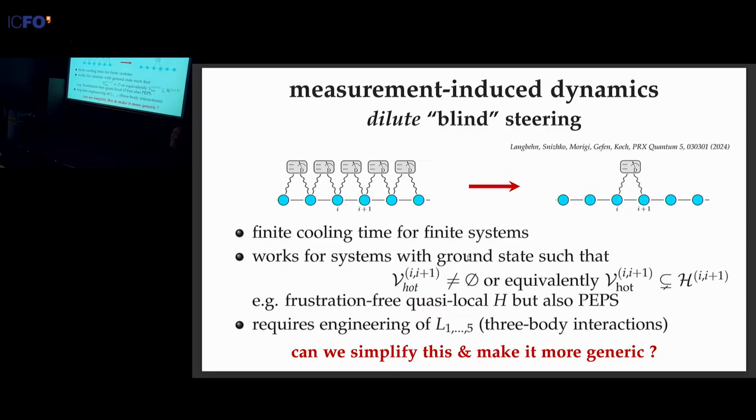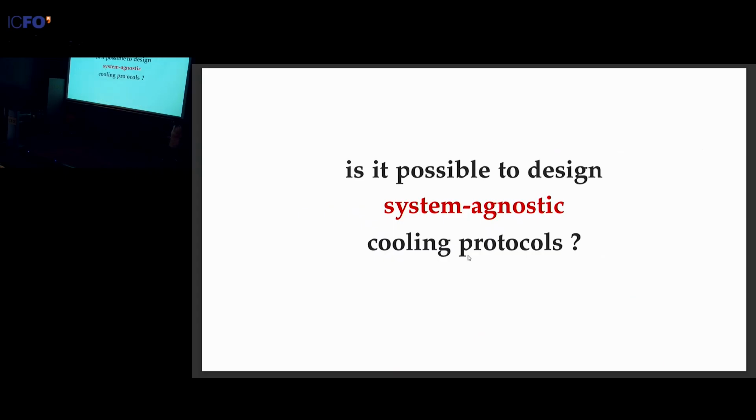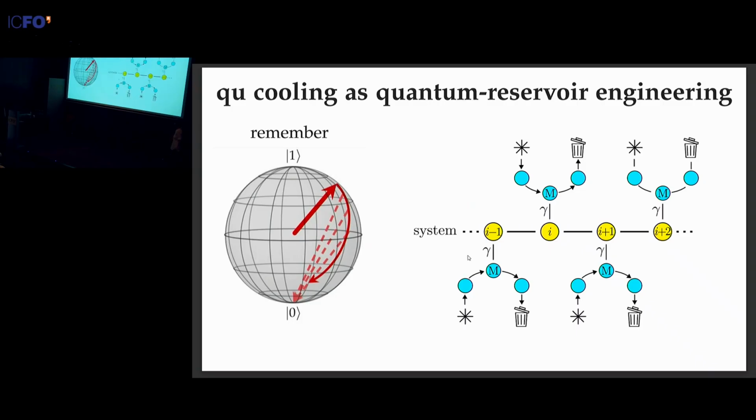So we asked ourselves, can we simplify this and at the same time make it more generic? Or in other words, can we design a cooling process that is truly system agnostic? And here's now where this picture with the collision model comes in. This is the idea that we have in reservoir engineering. And indeed, the overall framework is this.